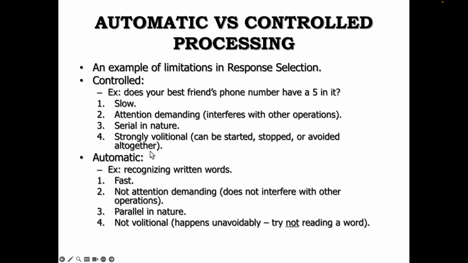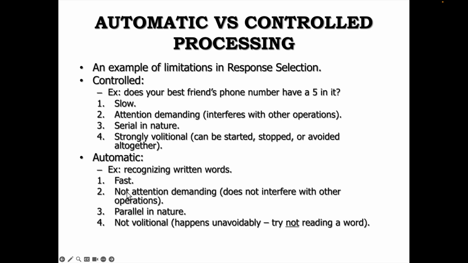Versus automatic processing. This would be an example of recognizing written words. Unlike trying to figure out if your best friend has a 5 in their phone number, where you go through each individual digit, words have a combination of a bunch of letters together to create words. So this is more automatic processing, because we take all those letters and we know it forms a word. This processing of information is very fast.